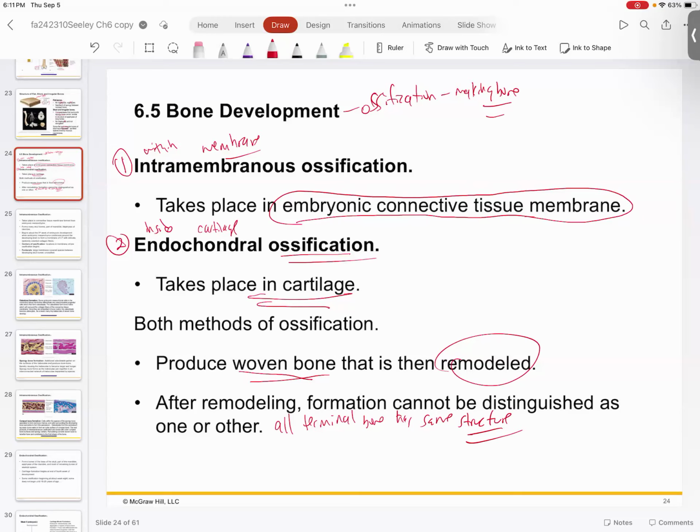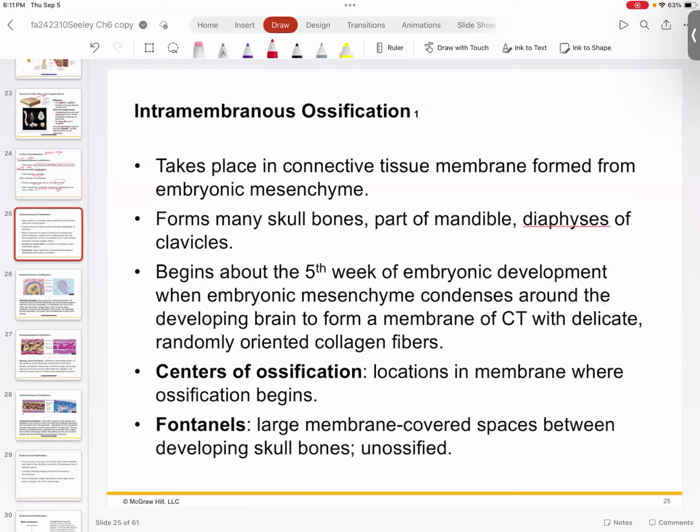That same structure we just saw with the trabecular structure of spongy bone, or the osteon system, or the Haversian system associated with compact bone. It's all going to look the same after you remodel it. Okay. So let's first of all talk a little bit about intramembranous ossification. Right? This is the one that's taking place inside a connective tissue membrane.